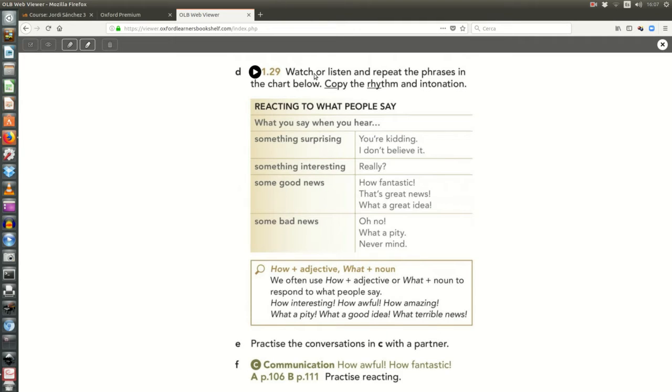Now what we're going to do is watch the same video and try to repeat the phrases from this chart here. Also try to copy the rhythm and intonation. It's very important. They are all phrases on reacting to what people say. This will help you to sound more natural when you're having a conversation in English, because this is what we do. People tell us news and then we react, or when we are surprised we react. So, these are very useful phrases. So I play the video and repeat after them, copying the rhythm and intonation.